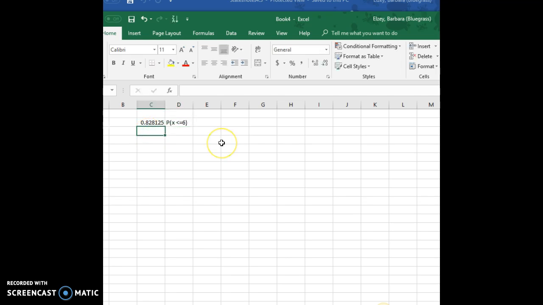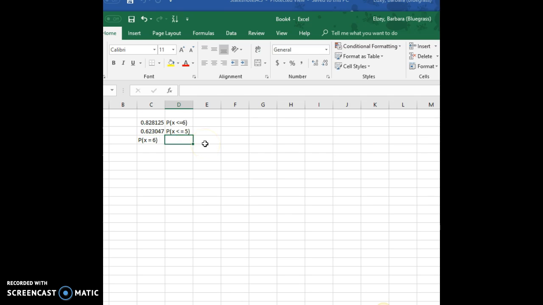So we also need to find the probability that x is less than or equal to 5 and subtract these two probabilities, just like we did with the table. So I'm going to again type equal BINOM.DIST. This time I want to put 5 for my number, 10 trials, 0.5 is still the probability, and true. So that's the probability that x is less than or equal to 5. So to get the probability that x is exactly 6, we're just going to subtract those two values.